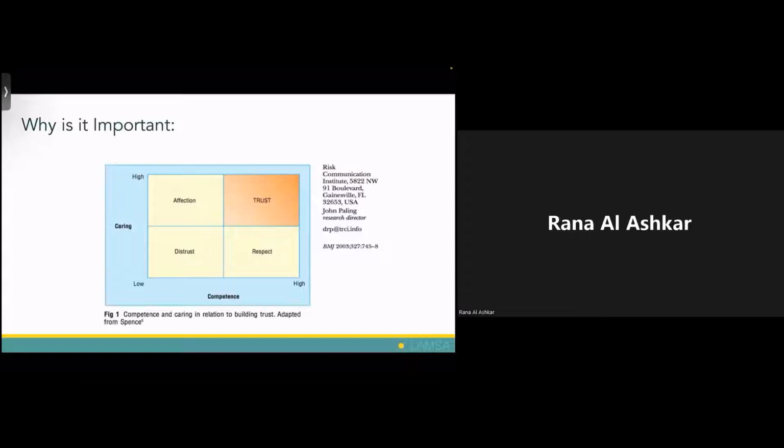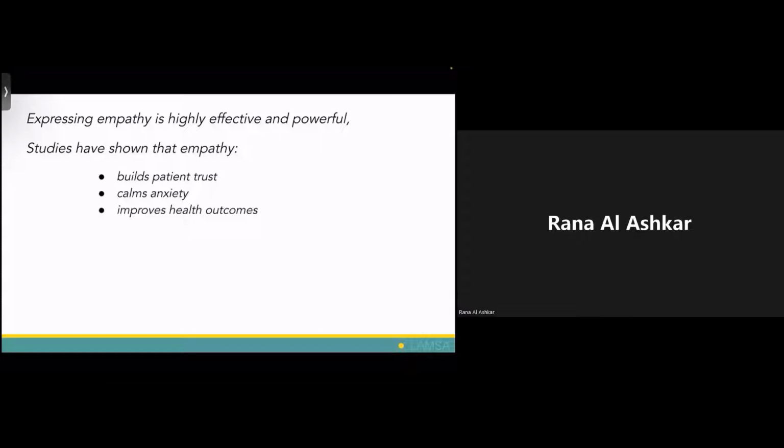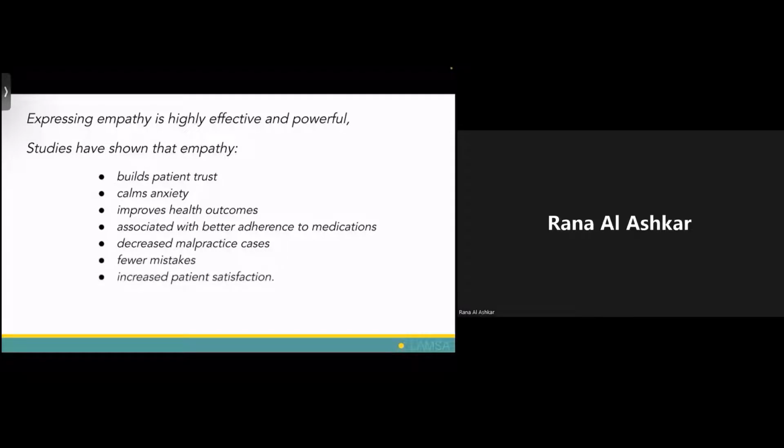So how do we turn it into a very smooth and easy conversation? Basically, empathy in clinical practice is highly effective and highly powerful because it was correlated with building the patient's trust, which is very important in the patient and physician relationship. It calms the anxiety of the patients and they felt more understood. It improves the health outcomes of the patients because it showed a very strict behavior from the patient. When the physician told them to take a medication, they really abided by the physician's instructions. It is associated with better adherence to medications, decreased malpractice cases and lawsuits against physicians in general, fewer mistakes from the physician's side, and it increases the patient's satisfaction. So they were more satisfied with the whole process in general.